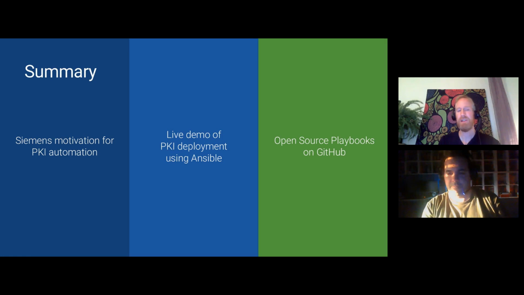So finally, a short summary of what we have seen today. We saw Edgar talking about the motivation for Siemens for PKI automation, which gives orders of magnitude faster and more consistent deployment. We also saw Edgar give a live demo of how they use PKI deployment using Red Hat Ansible and Ansible Tower. And finally, I showed where you can find open source playbooks on GitHub that you can start with. And that was it for this presentation, and we're ready for some Q&A, if there is some.